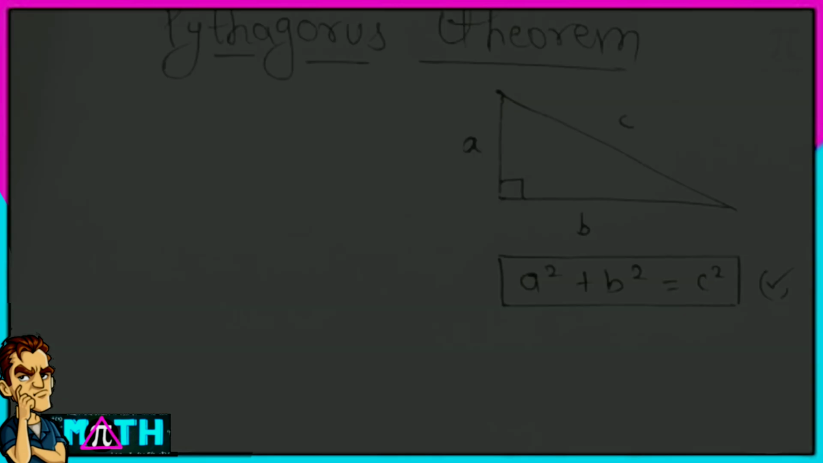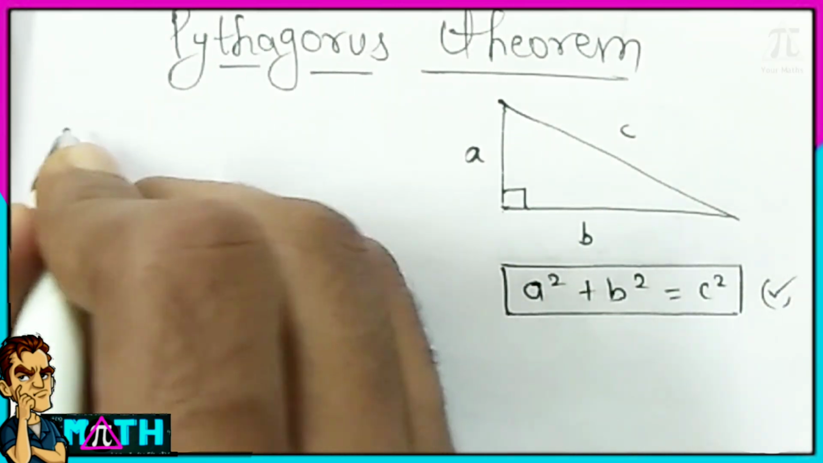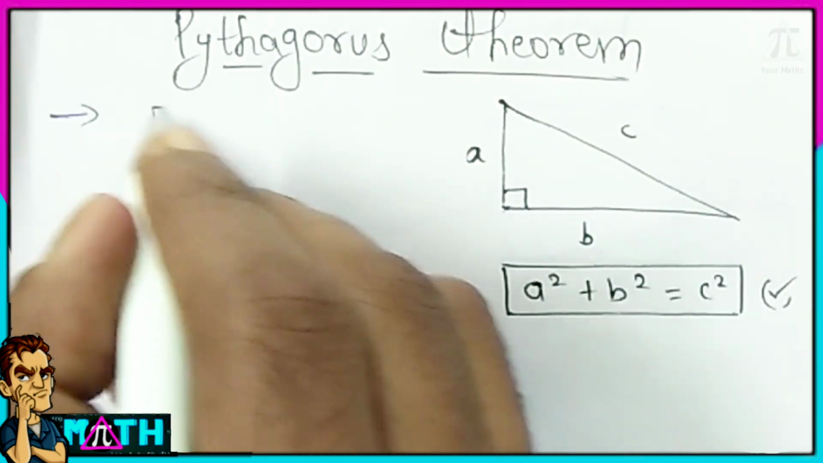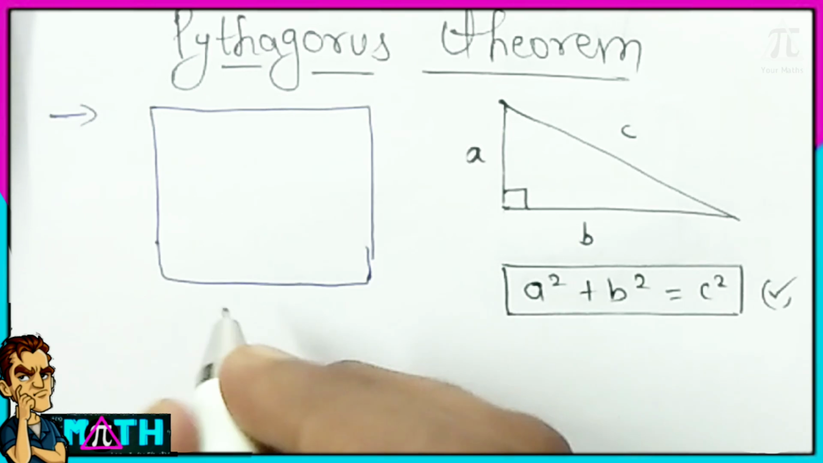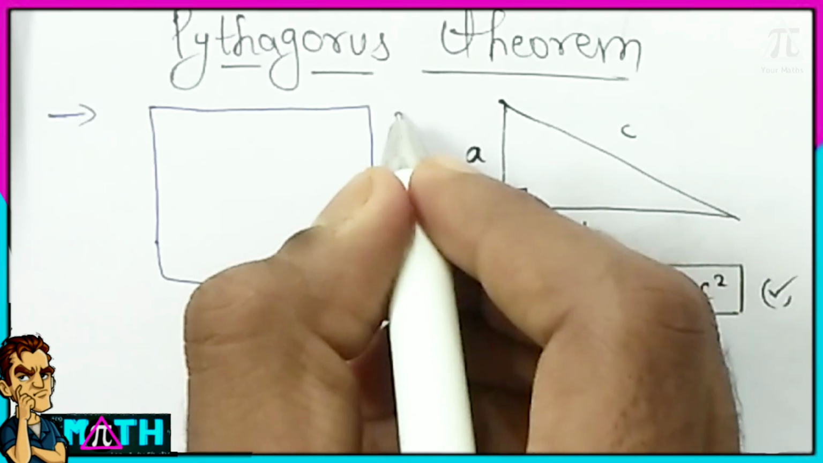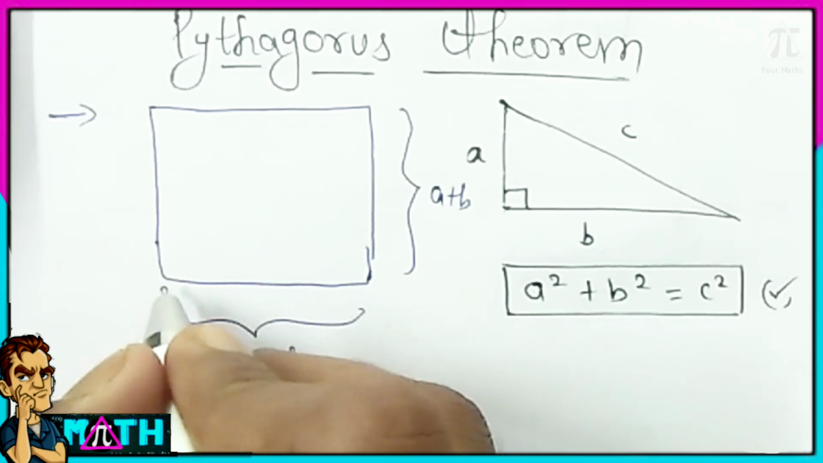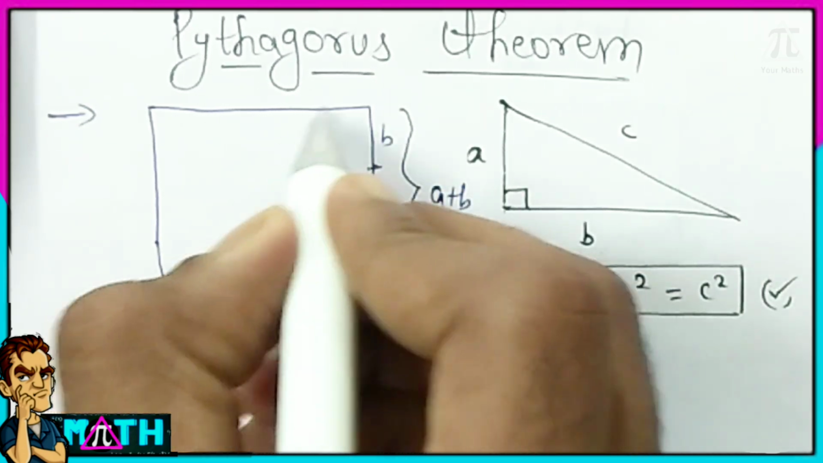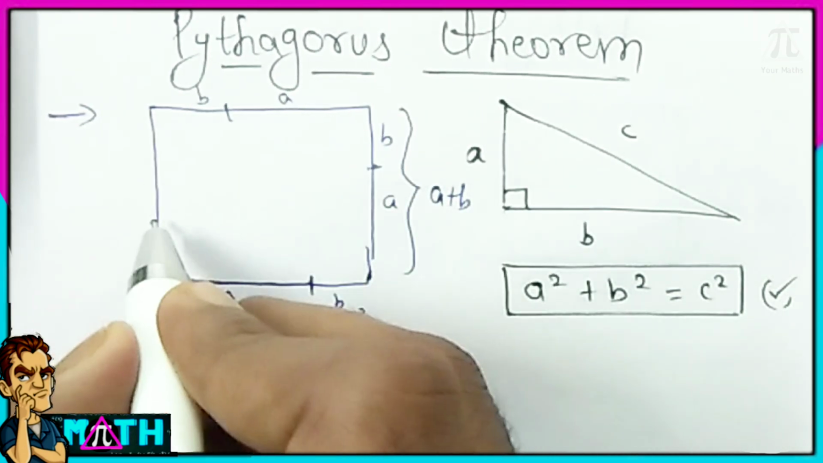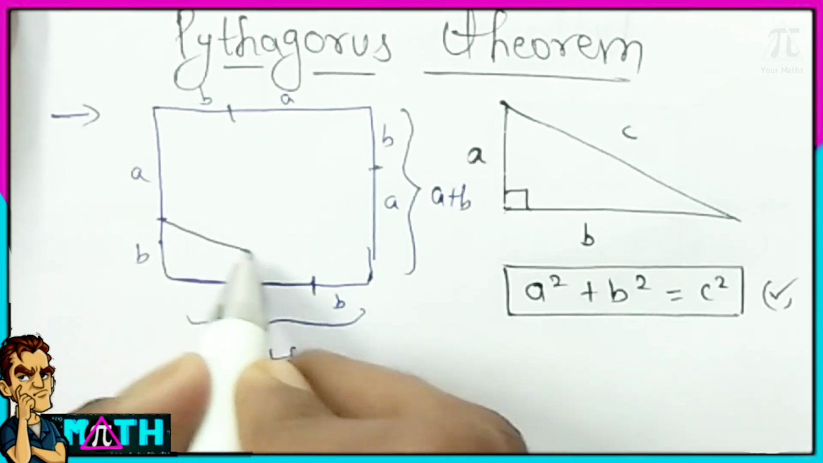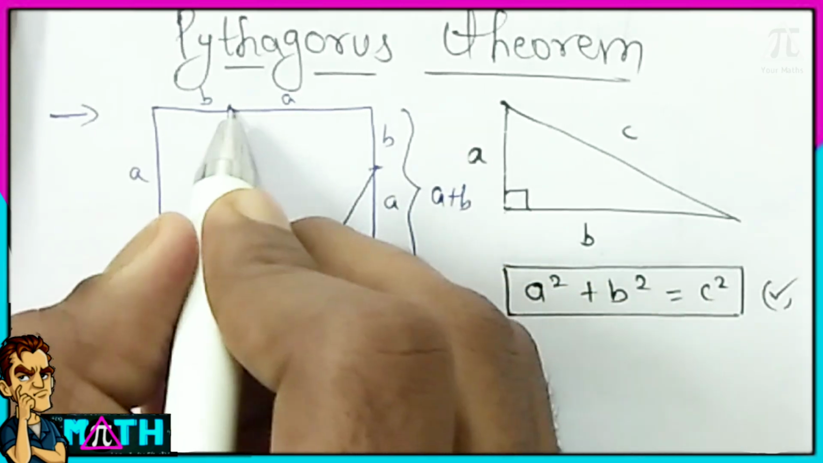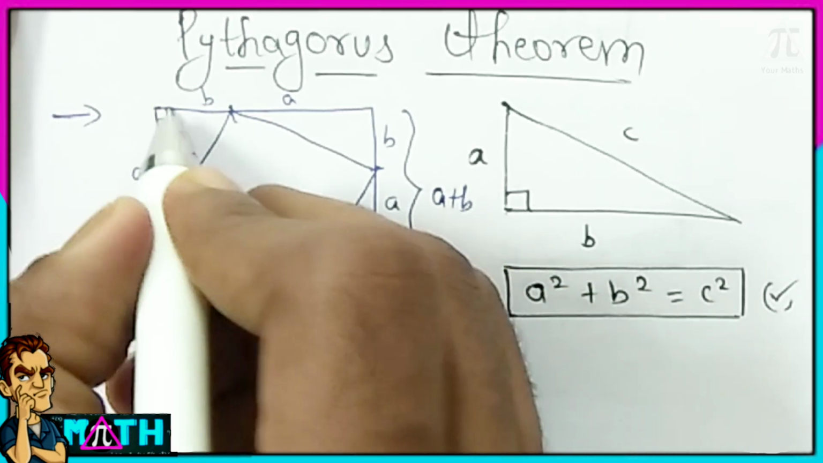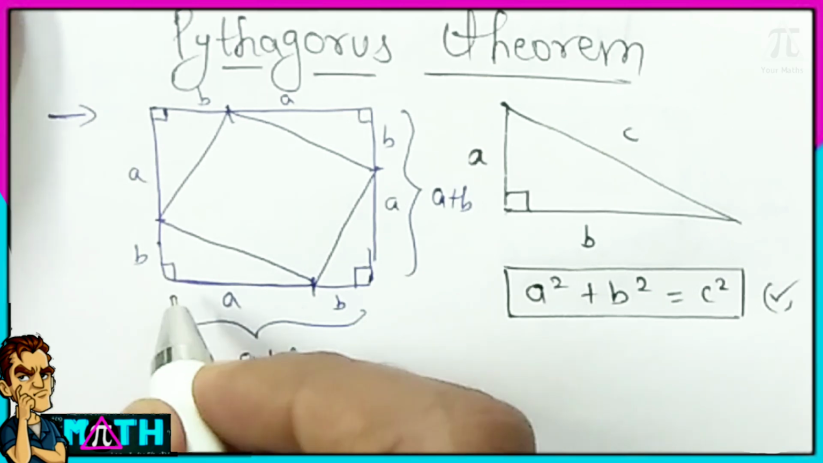So let's go. For proving this, let me draw a square of side length a plus b. So let's say this is a square and this is a plus b. So this is a plus b as well. And now let's say this is a, this is b. So this is a, this is b. And like that, let's write all the sides. Now simply draw the lines like this. And you can clearly see this is a square, so all the angles must be 90 degrees.